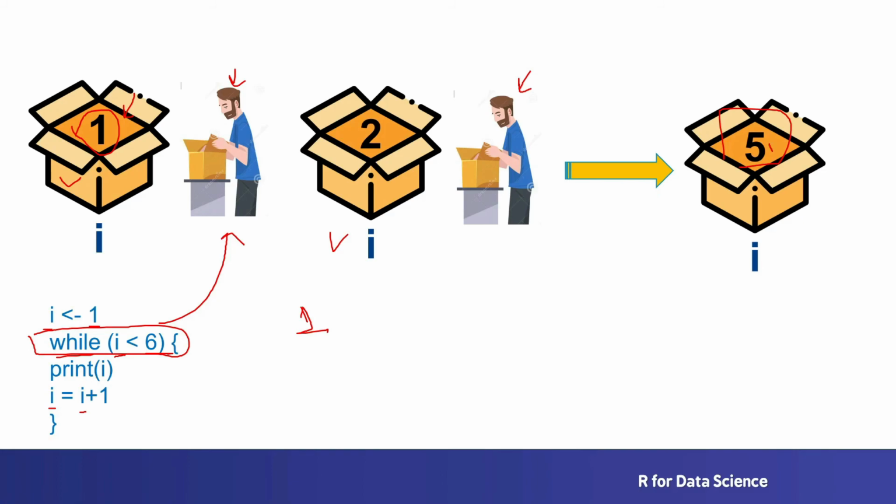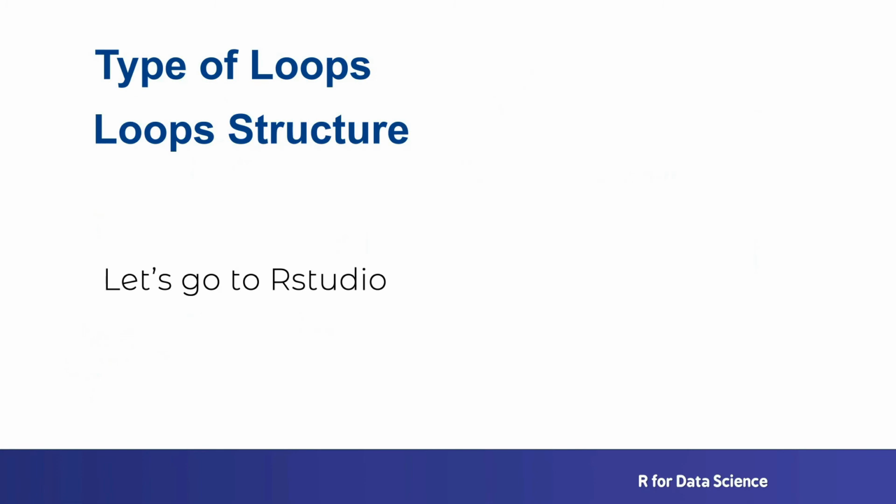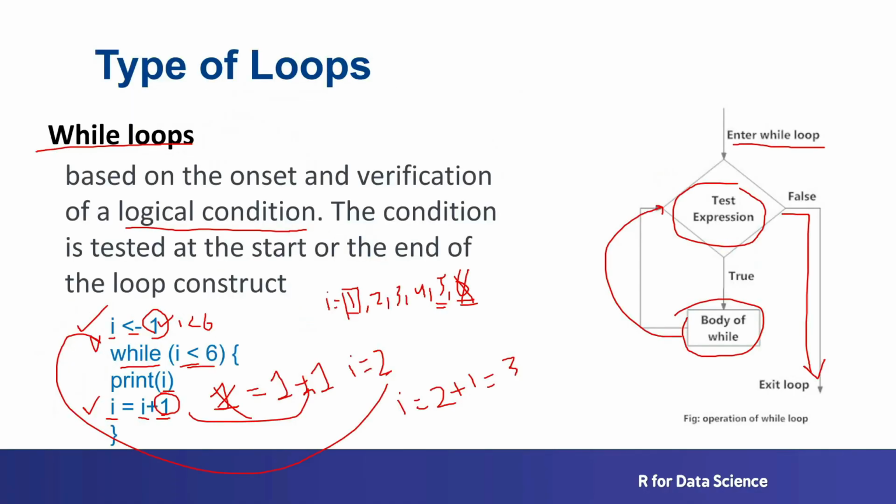Don't worry, I'm going to show you all that in RStudio. So we learned the types of loops, which are the for and while loops, and we learned about the loop structure. What do I mean by loop structure? I mean the way it's written and the way it works. This is the diagram that shows how the while loop operates, and this is the structure. We're going to go to RStudio and see it in the next video.